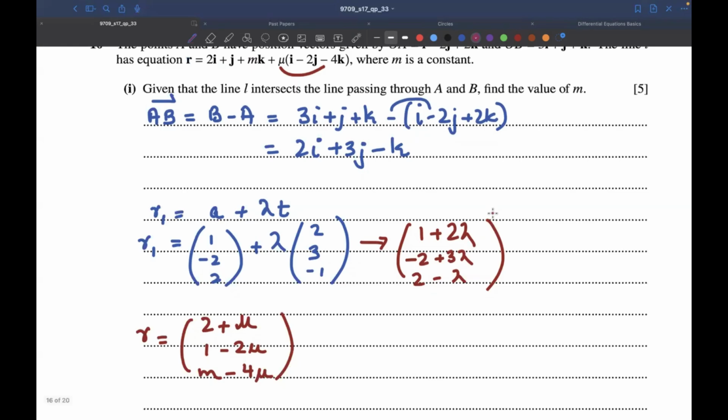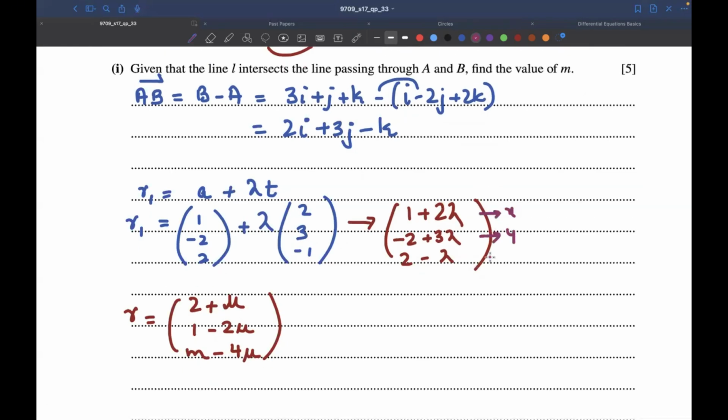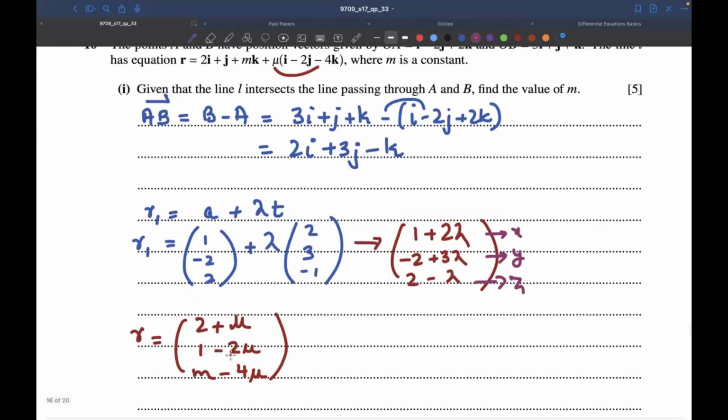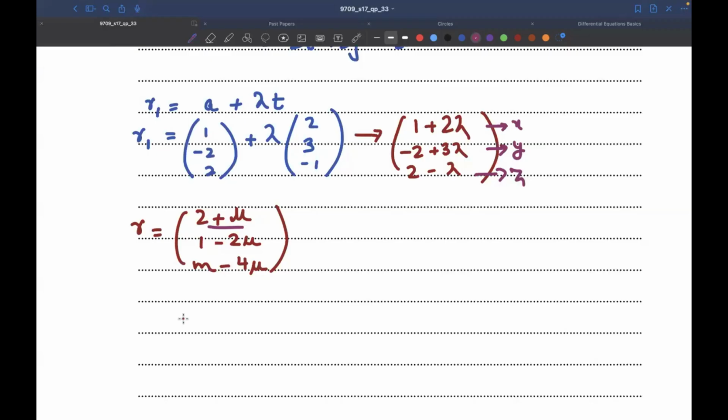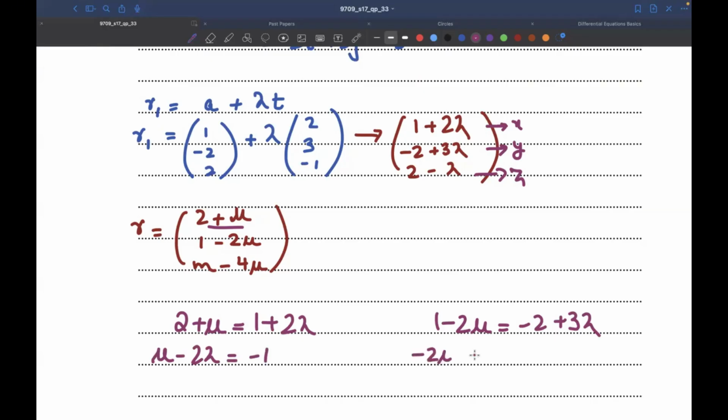As they're intersecting, the x, y, and z values should be equal. So we can first find the value of mu and lambda using the x and y values, as m is unknown over here. So 2 plus mu will be equal to 1 plus 2 lambda, and 1 minus 2 mu will be equal to minus 2 plus 3 lambda. Simplifying this, we get mu minus 2 lambda is equal to minus 1, and minus 2 mu minus 3 lambda is equal to minus 2 minus 1, which is minus 3.